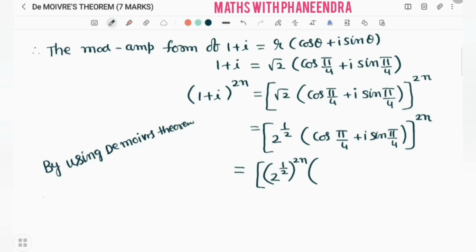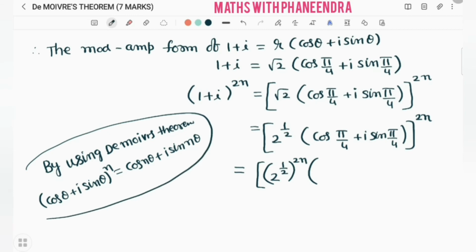What does de Moivre's theorem represent? (cos theta + i sin theta) whole power n is equal to cos n theta + i sin n theta. This is de Moivre's theorem, dear students. Remember that. So here also, (cos pi by 4 + i sin pi by 4) whole power 2n can be written as cos of 2n into pi by 4 plus i into sin 2n into pi by 4.